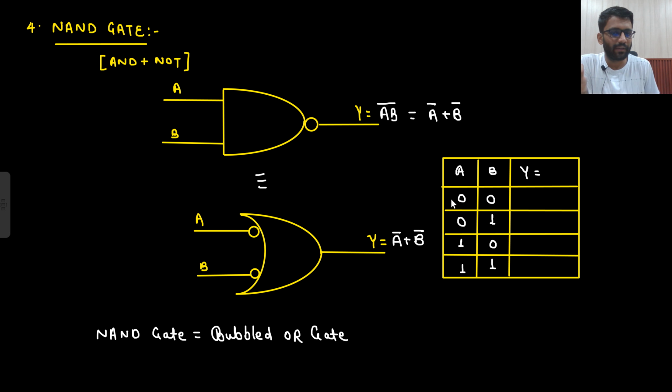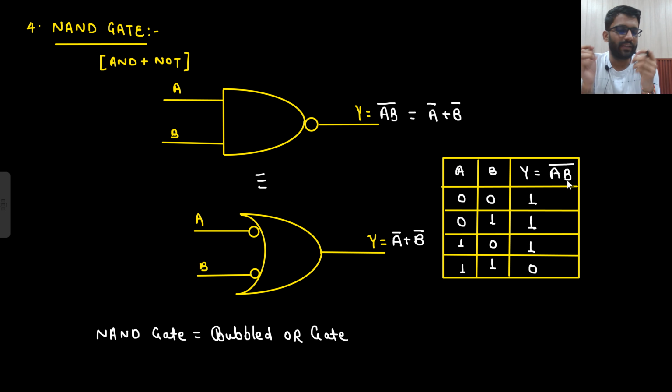What will be the truth table? 0 into 0 is 0, and then you take the bar. First you do the multiplication and then you take the bar. 0 into 0 is 0, 0 bar will be 1. 0 into 1 is 0, 0 bar will be 1. 1 into 0 is 0, 0 bar will be 1. 1 into 1 is 1, 1 bar will be 0. So this is the truth table.